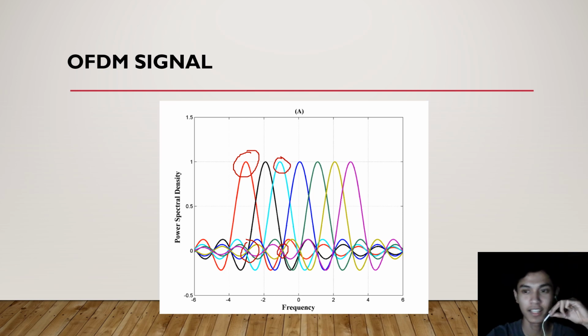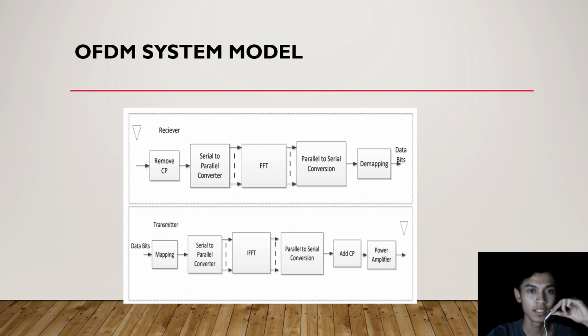Okay, next slide. This is the system model of OFDM. This is the FFT, the point of OFDM. This transforms the signal from frequency domain to time domain. Okay, next.